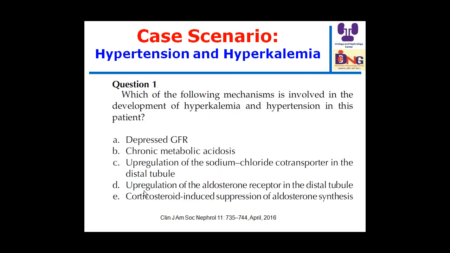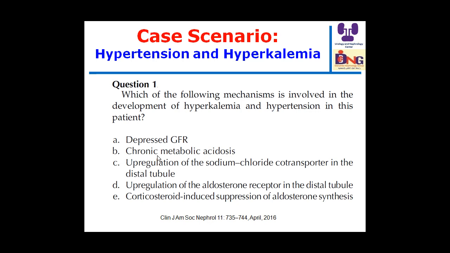If I go to the choices, why depressed GFR is not the mechanism in this case? Because if serum creatinine is 1.7, the kidney can get rid of potassium. So we don't have hyperkalemia in this range of renal dysfunction. Chronic metabolic acidosis is already corrected, and it is not the case here.